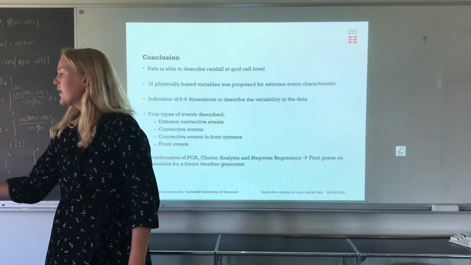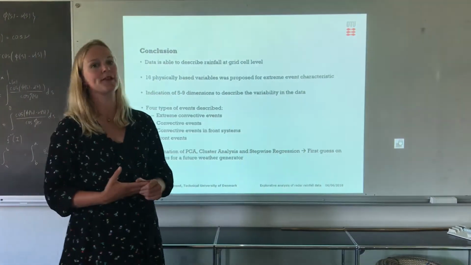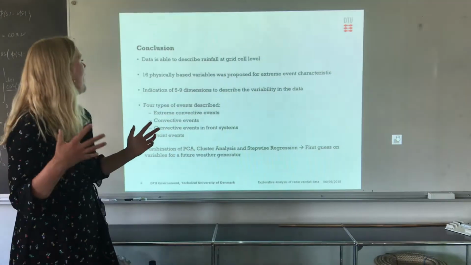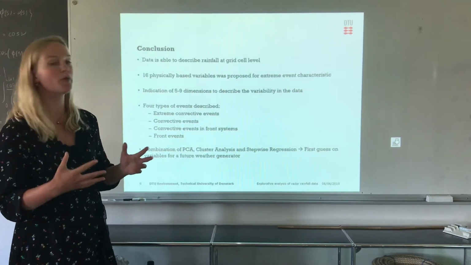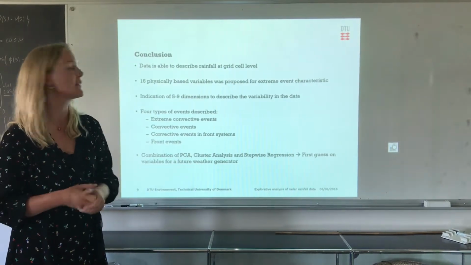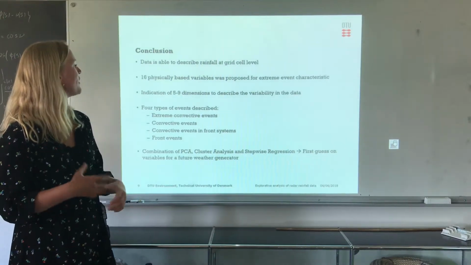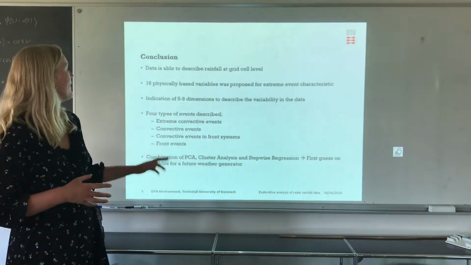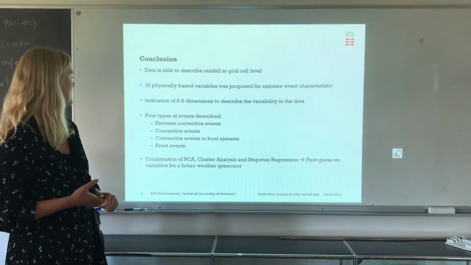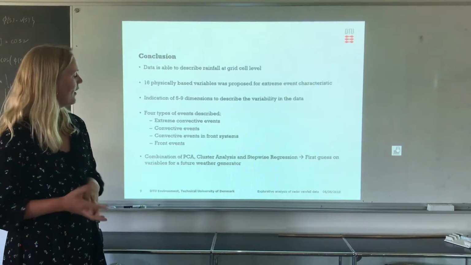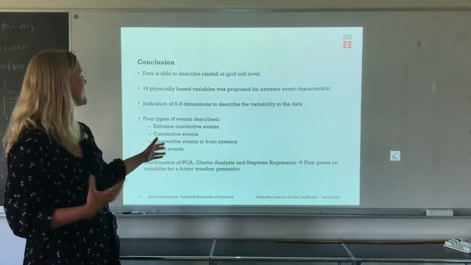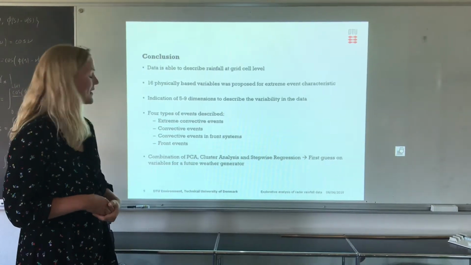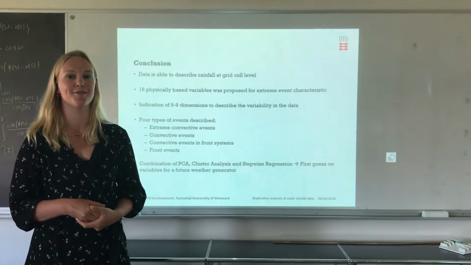So what the conclusion was on this project is that the data is able to describe rainfall at a grid cell level, and we have 16 physical-based variables which can be used for extreme events characteristic. There was an indication between 5 and 9 dimensions to describe the data and the variability in the data, and we identified 4 different types of extreme events. A combination of these three statistical methods, where I have only showed the clustering analysis today, can be used as a first guess on variables for a future weather generator.